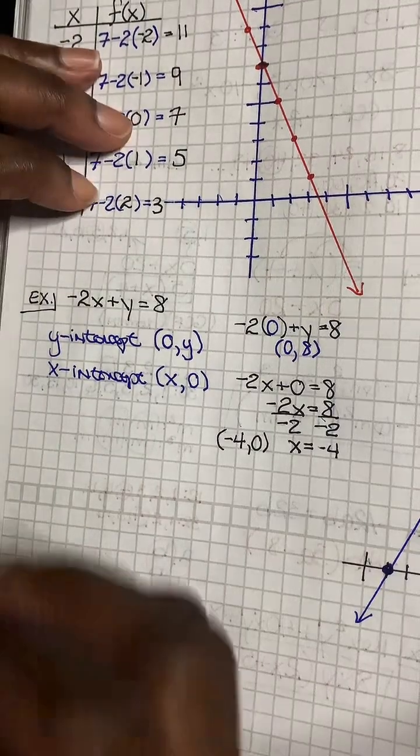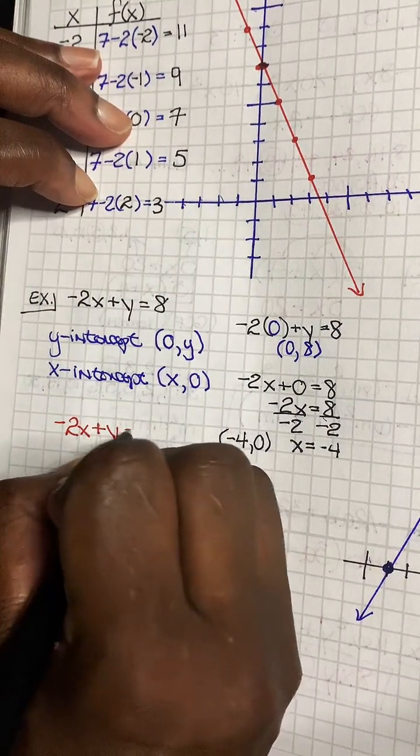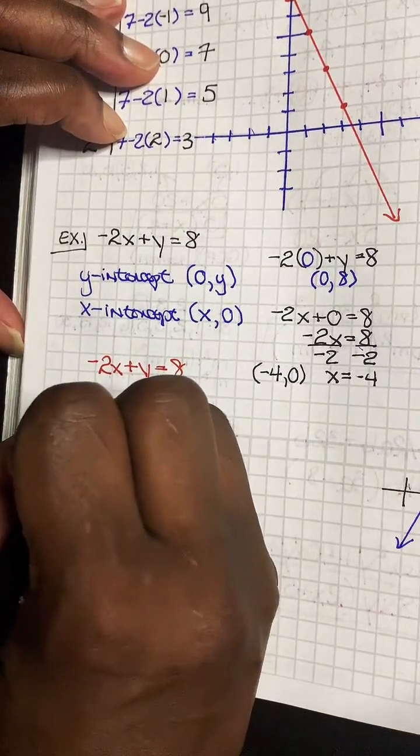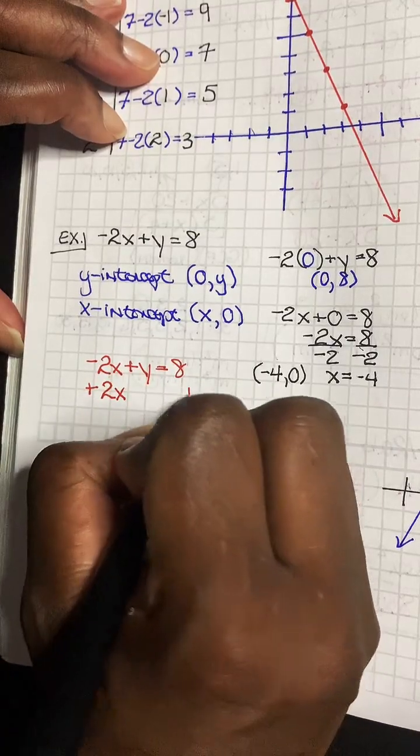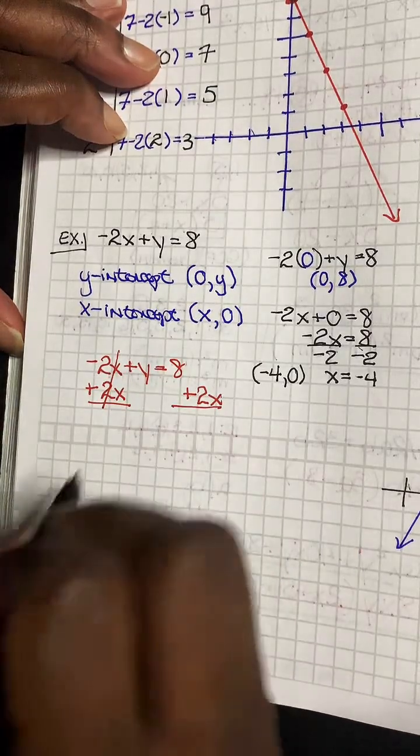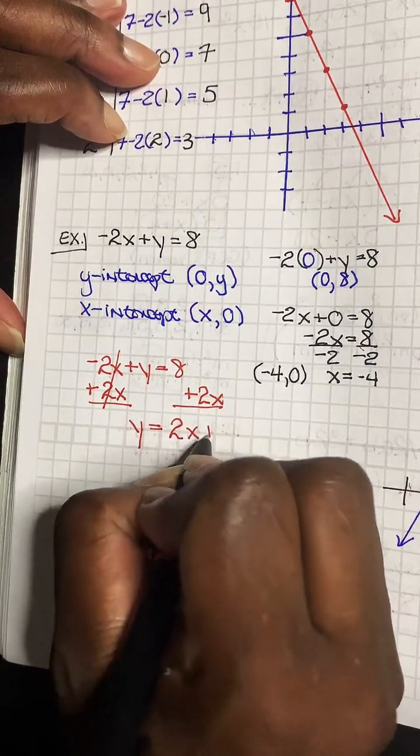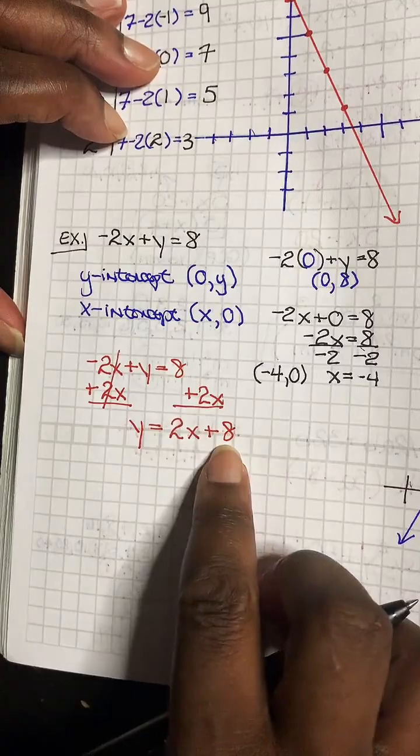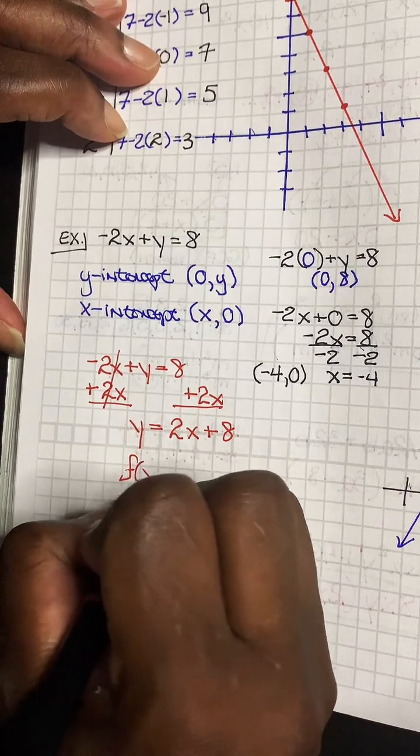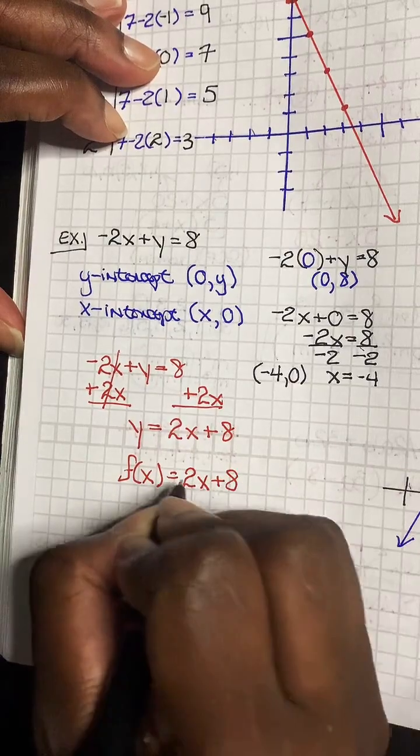Well, if we put it in our slope-intercept form, and I'll put it back into a function in a second, I would have to add my 2x on both sides. So that will give me y is equal to, and I'm going to put it as 2x plus 8, because my 8's positive and my slope is also going to be positive. So we got our function: f(x) is equal to 2x plus 8.